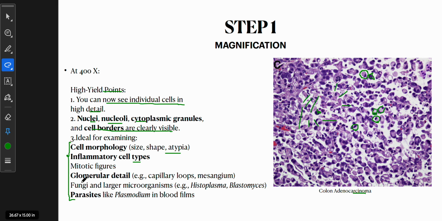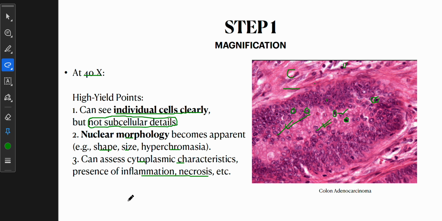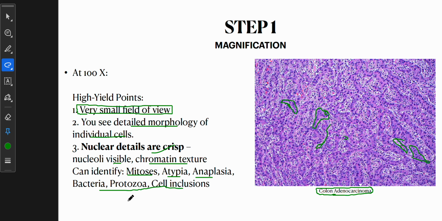And also in glomerular detail, if you look into the kidneys, you can see the glomerular detail like capillary loops and mesangium, and fungi and larger microorganisms would be seen if it was a case of histoplasmosis or blastomyces infection. And parasites like plasmodium in blood films can also be seen, right? So this is how the magnification is useful right here.